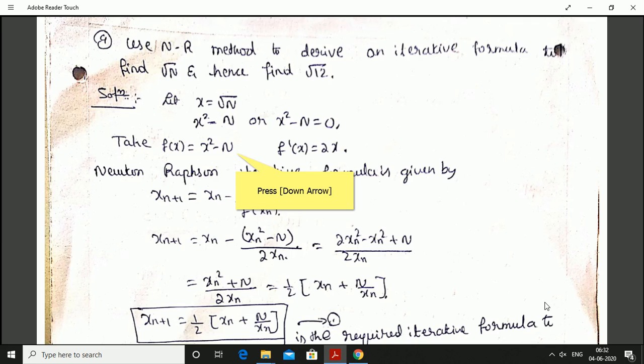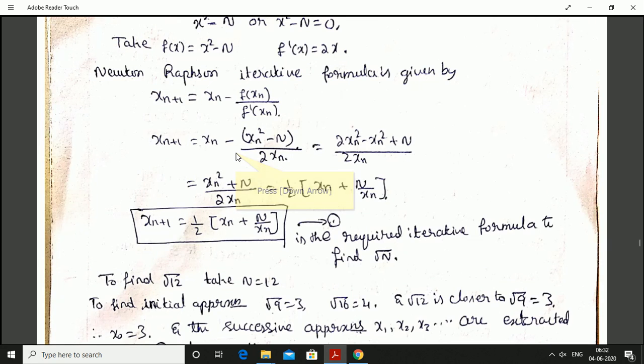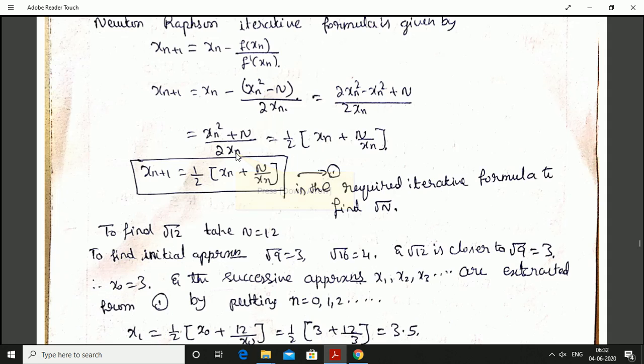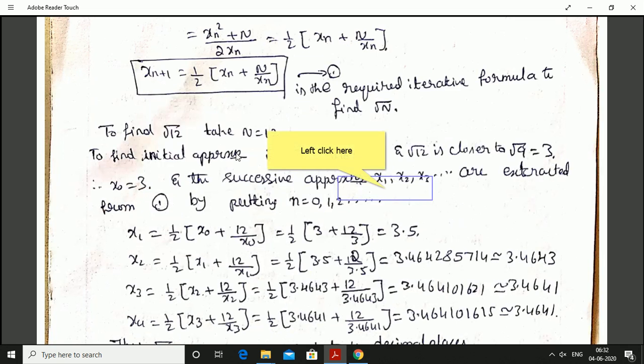Right now, f(3) is less than 0 and f(4) is greater than 0. Compared to the modulus of f(4), the modulus of f(3) is nearer to 0. Hence, we choose x0 = 3. That is the alternate way. Anyhow, we are choosing x0 = 3, and successive approximations x1, x2, x3 are obtained from equation 1 by putting n = 0, 1, 2, 3, etc.